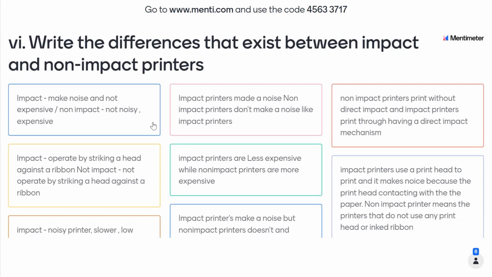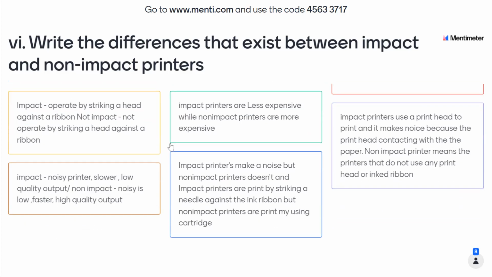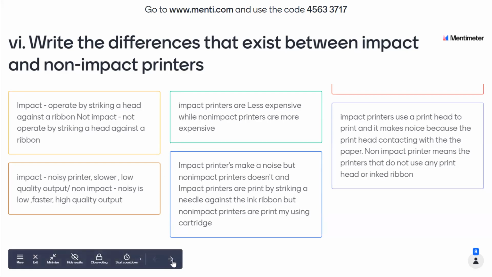And impact printers are slower. That's a good point. They are slower, low quality, good one. I think all the other answers contain the same thing, so it's a good one actually. Yeah, we'll move to the next one.